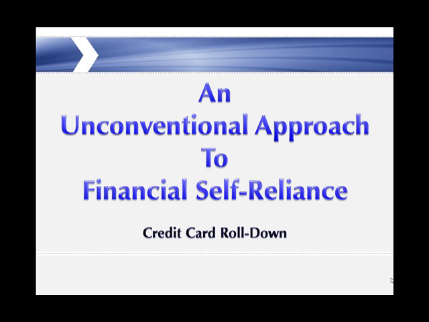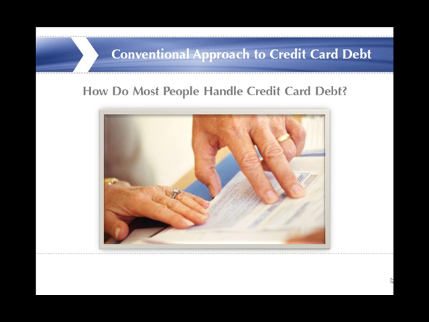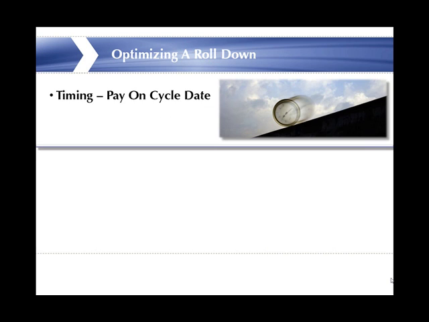Welcome back to an unconventional approach to financial self-reliance. In this session, we're going to be talking about credit card debt, and particularly a credit card roll down and how to optimize it. Now, the conventional approach to addressing credit card debt is that we make the payments, and specifically that we make the payments on the due date. And I'm going to show you in the unconventional approach that that's not necessarily the best thing to do. We're going to talk specifically about optimizing a roll down.